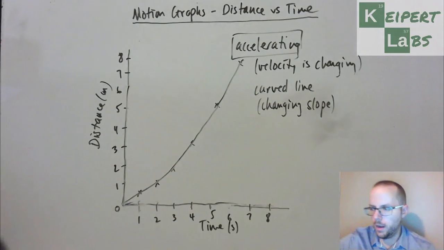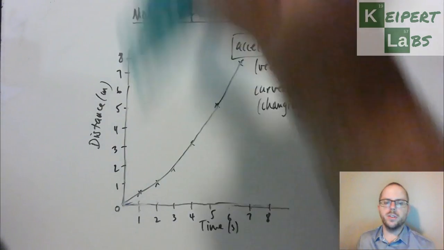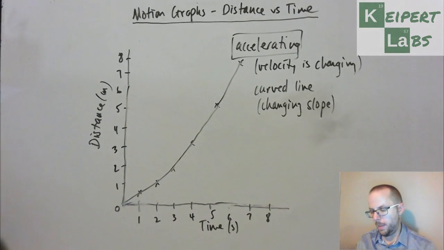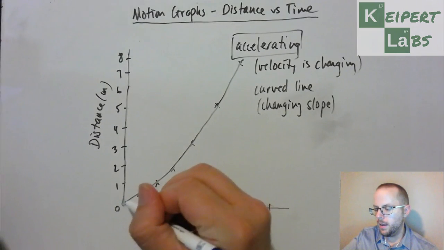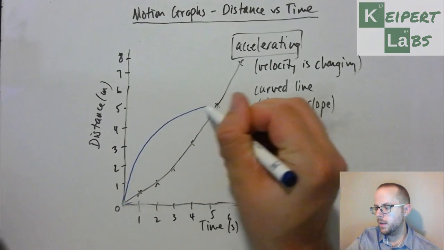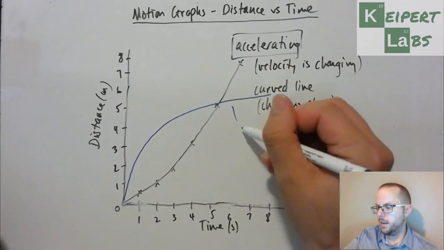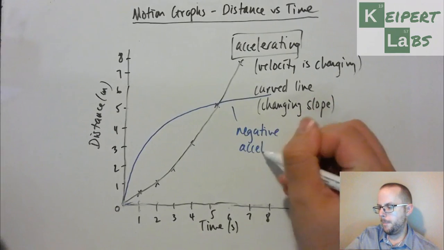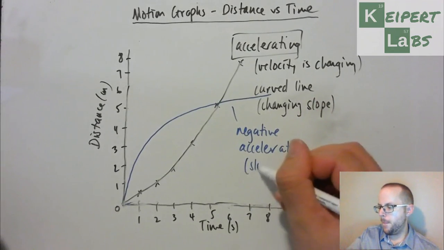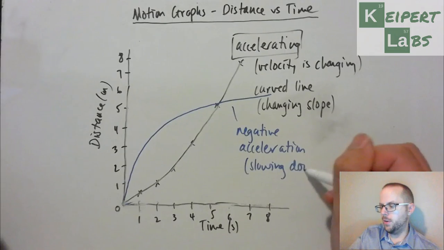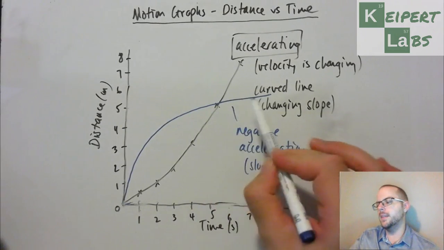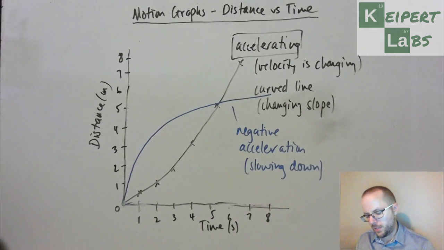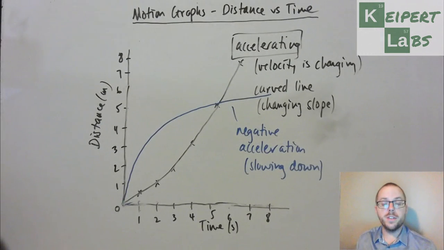Okay, or we might also see a curved line curving the other way, perhaps like this, if we're getting negative acceleration. That is, it's slowing down. So as time goes on, it's covering less and less distance for every second that it's traveling.